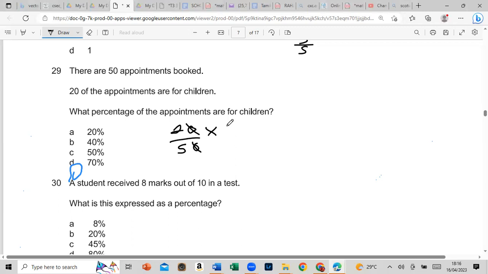And in order to do that, you have to put 2.0. Just put a 0 there. That right there is just going to be the same thing as 20, but you want to put a decimal point before you start. So 5 goes into 20 4 times.